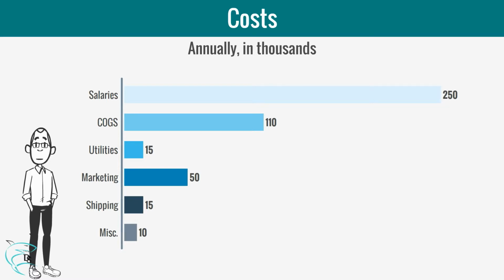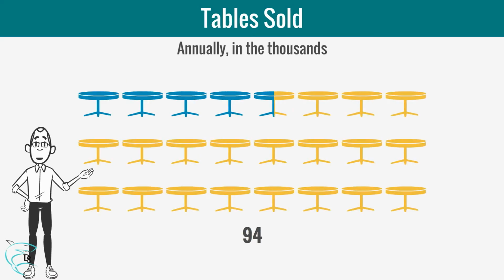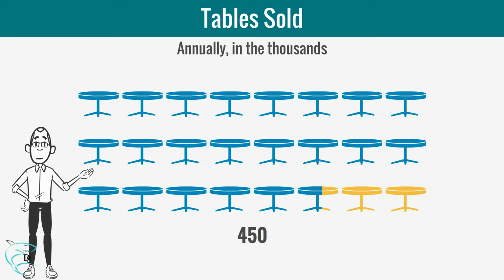A helpful way to visualize that number is to think of that in terms of products sold rather than dollars. If you make tables and they sell for $100 each, you need to sell 4,500 tables in order to cover your costs for that year. Any more and you'll be making a profit.